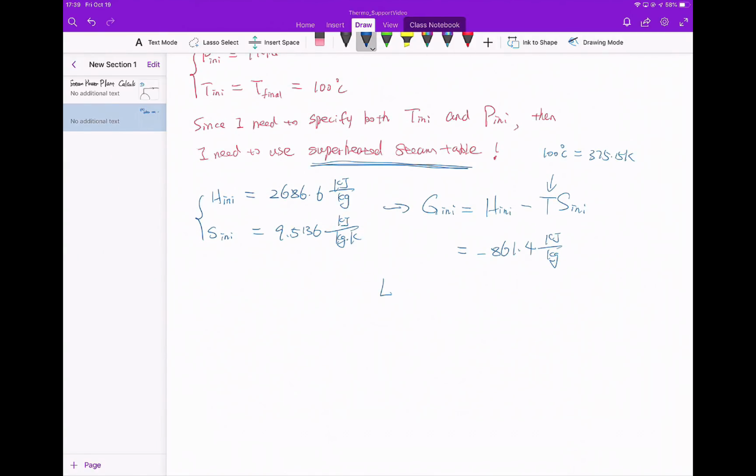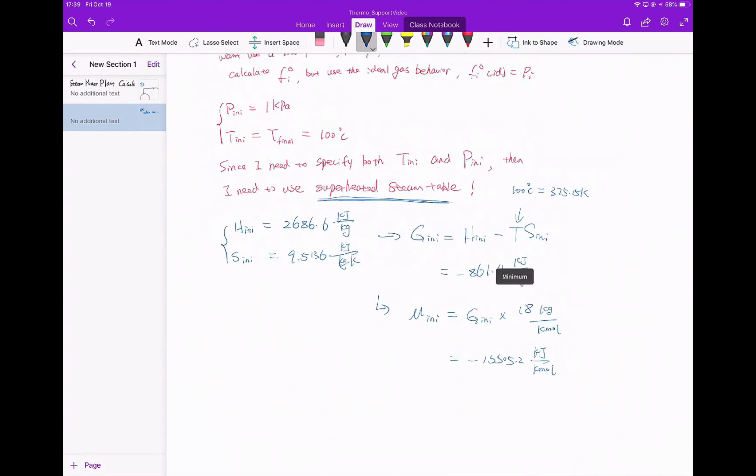From that, as we discussed in the partial molar Gibbs energy, which is mu initial, right? Then I have to compare the unit and figure out this is G initial times 18 kilogram per kilomole, which gives kilojoule per kilomole. Okay, finished calculating this mu initial.